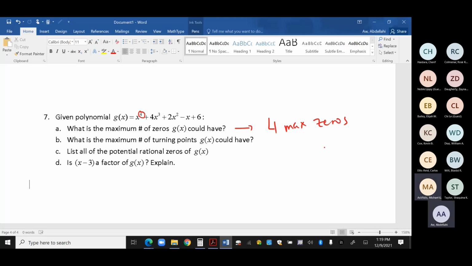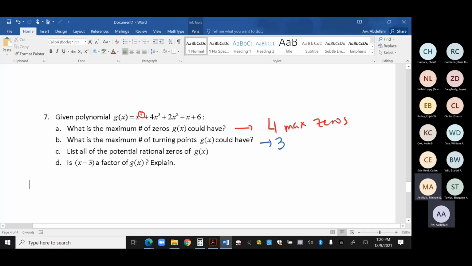So now, what is the maximum number of turning points this one can have? Somebody remember what we said about that? Is it 4? Actually, the maximum number of turning points is 1 less than the degree, so it is 3. It will have 3 turning points maximum.